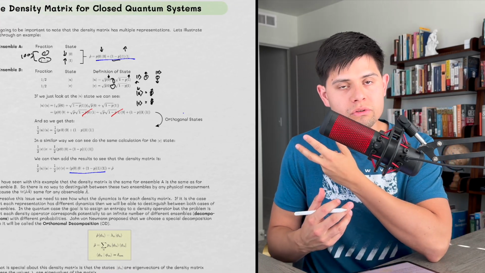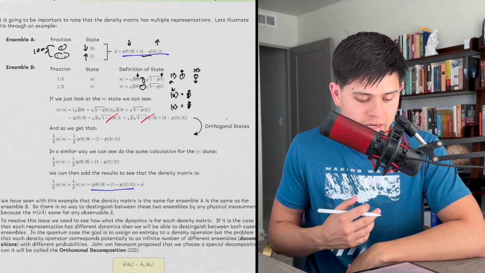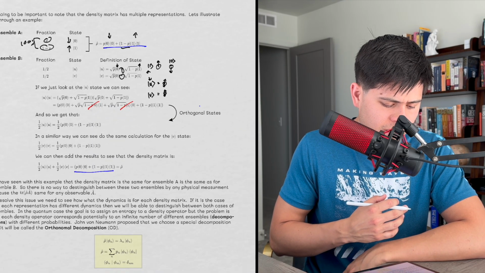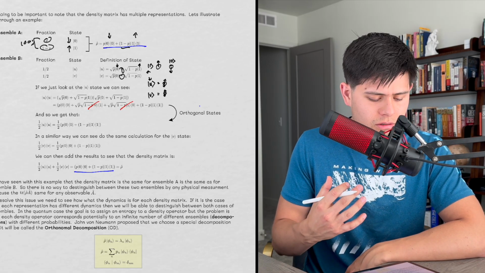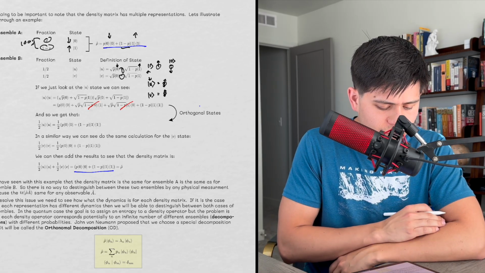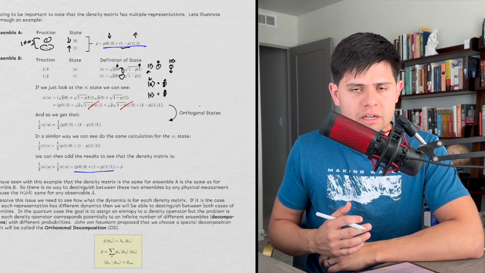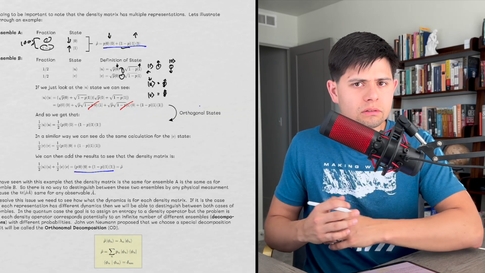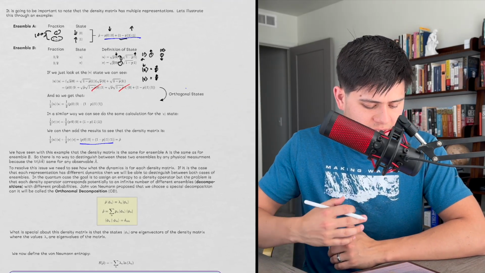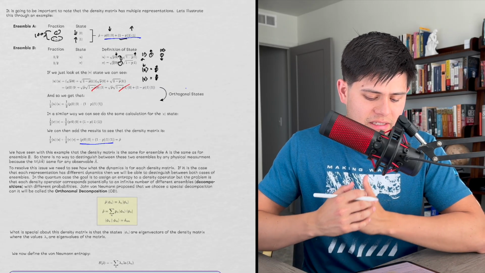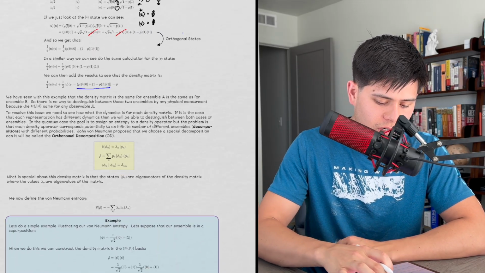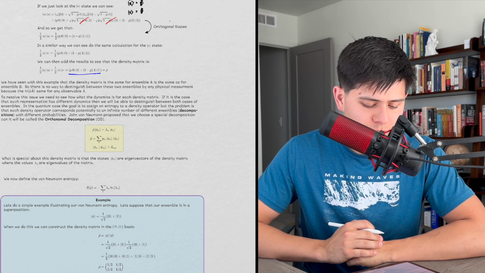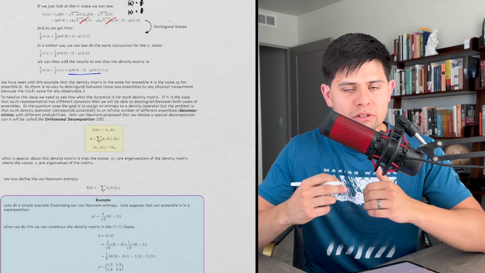So we have two ensembles, right? They both have the same density matrix, which is kind of strange, but one is pure states, right? We have up and down, pure states. The other is an ensemble of superposition of states. And they both have the same density matrix. So something weird is going on here. We've seen with this example that the density matrix is the same for ensemble A as for ensemble B. And so there's no way to distinguish between these two ensembles by any sort of physical measurement.